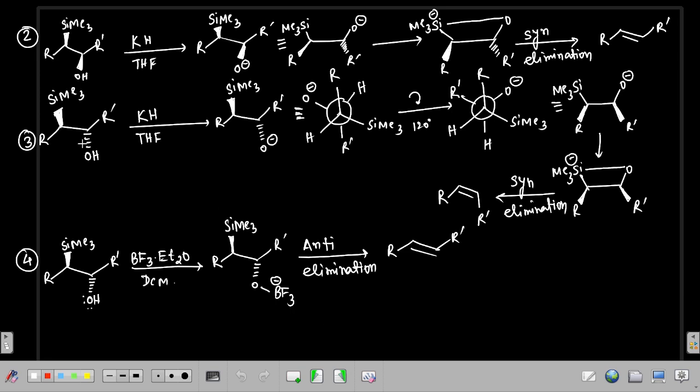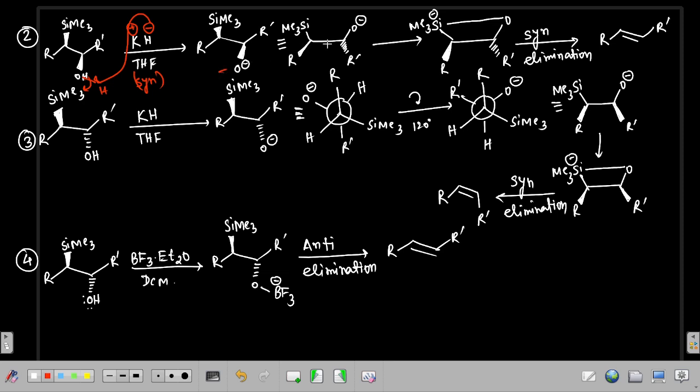Now I'll come to the next isomer. If we are doing a base catalyzed reaction, elimination should be seen. So here you see both hydroxyl and SiMe3, that is TMS, are seen to each other. Under this base catalyzed reaction, the hydride will abstract this hydroxyl hydrogen, this proton, so it will form this O minus intermediate.